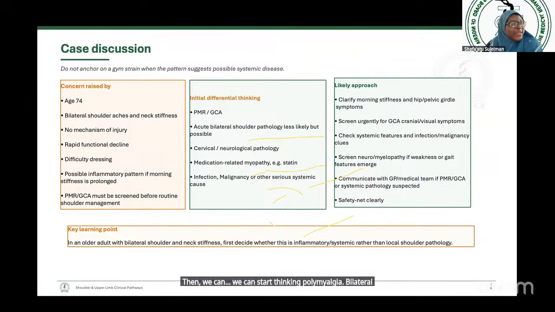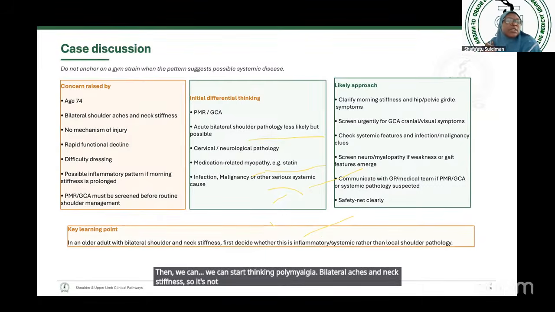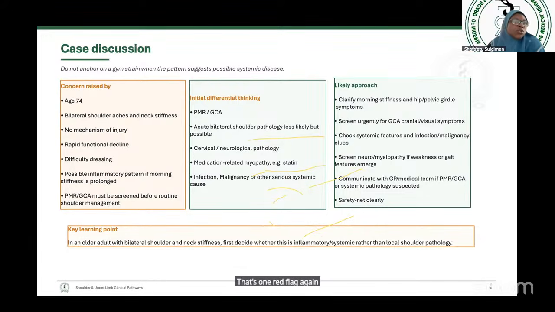Bilateral aches and neck stiffness. So it's not a unilateral presentation, it's a bilateral presentation. That's one red flag again. We need to look into what is actually happening. No mechanism of injury, no trauma. So it's another reason for us to raise our suspicion that something sinister is going on.